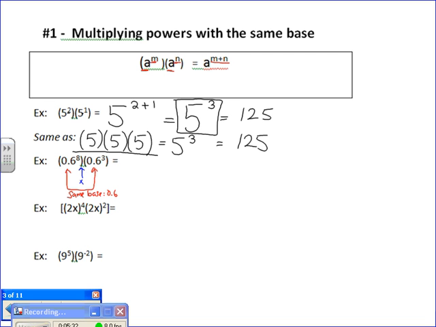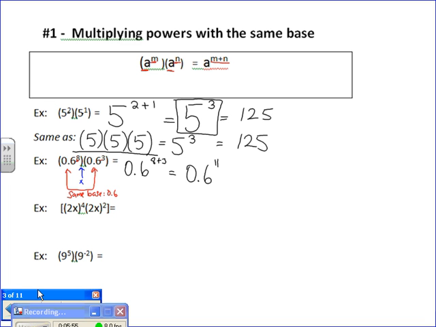So I can add the exponents. I'm going to add 8 plus 3 together. So the answer is going to be 0.6 to the exponent 11. And there's my final answer. For now, we're just going to leave it as a power. Okay, let's do the next one.